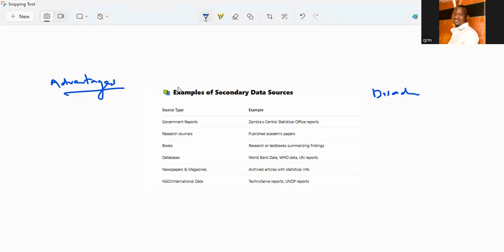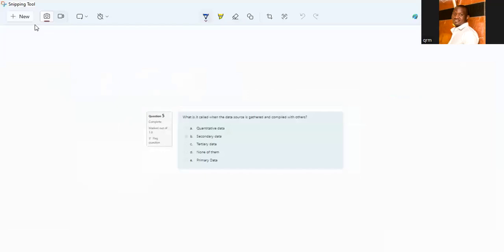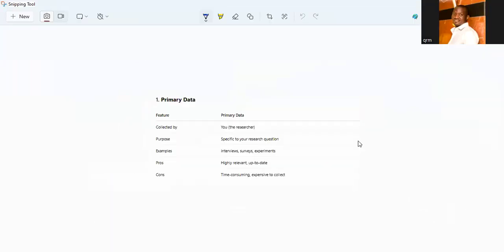Primary data sources, what are they? Questionnaires. Okay, yes, questionnaires. Surveys, yes. Focus groups, correct. So primary data may be collected by you for a specific question through interviews, surveys, experiments. They are highly relevant and up to date. They are, of course, time consuming and expensive.